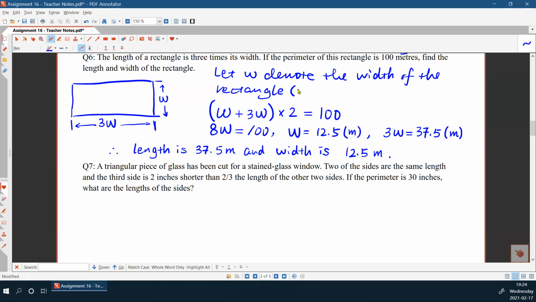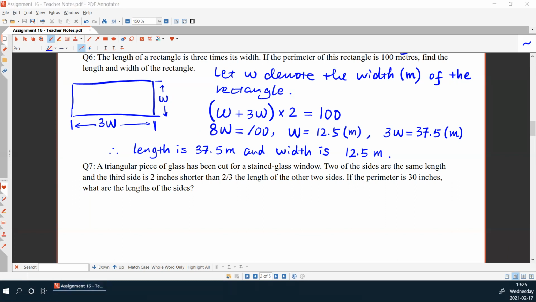To make it clear, I think it's better to write the unit here as well, after the width: M. That W denotes the width, unit is meters, of the rectangle, okay? Any questions?